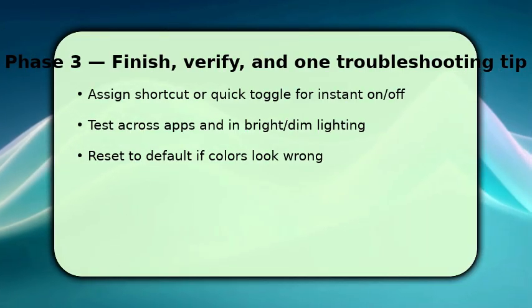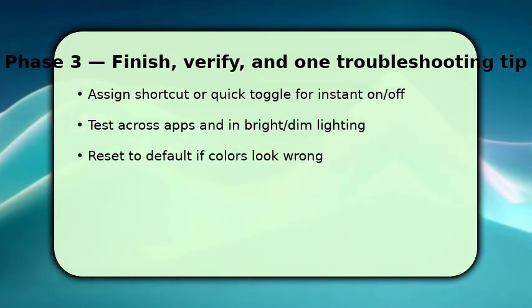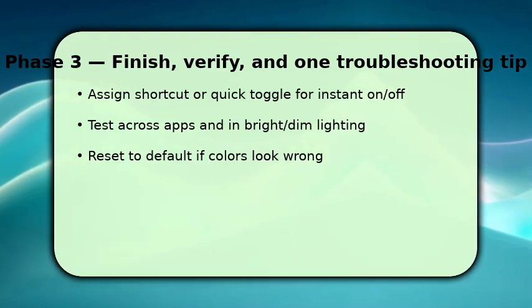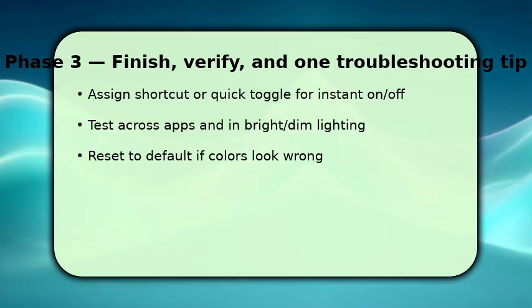If colors look off or contrast breaks, reset to default and start a lighter adjustment. Use the reset as a baseline. One key troubleshooting tip: if a filter doesn't apply system-wide, check app-specific accessibility.